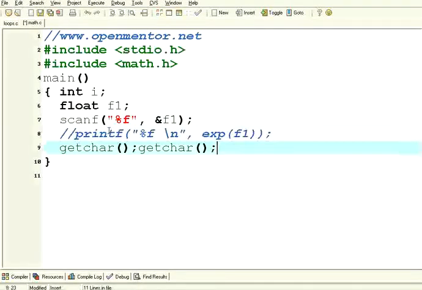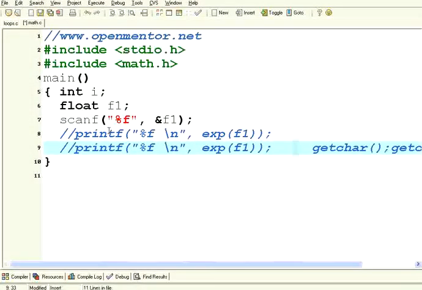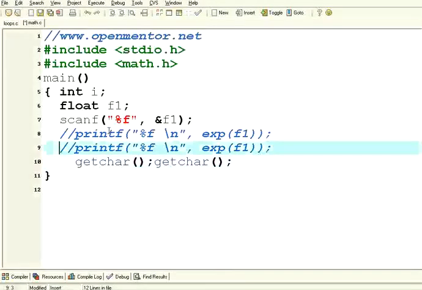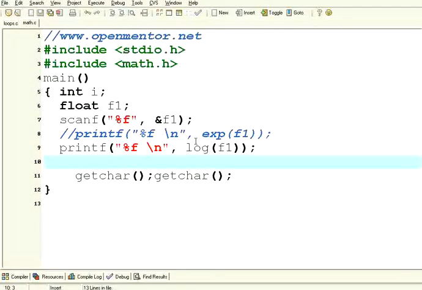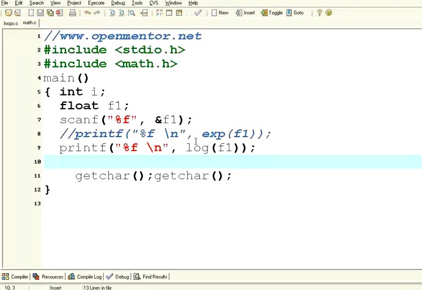The same way you can also use something like logarithmic functions. Log of f1. Again, when you simply say log, it means log to the base e. Now let me execute this. I'm going to give 3.2. So log of 3.2 to the base e is 1.163151.